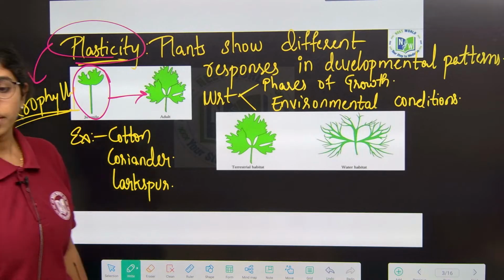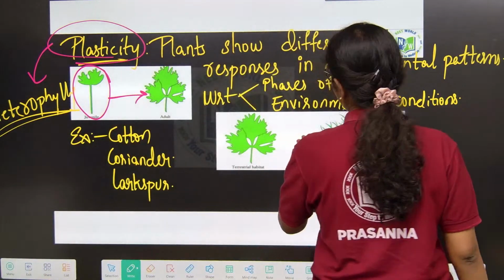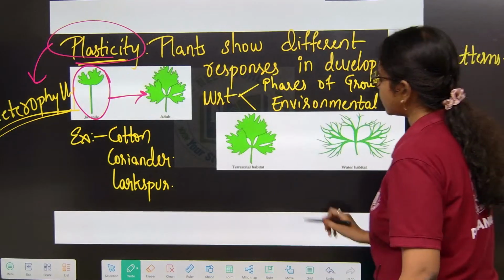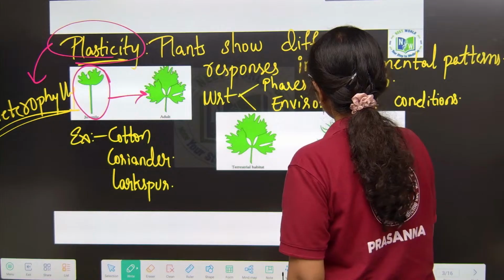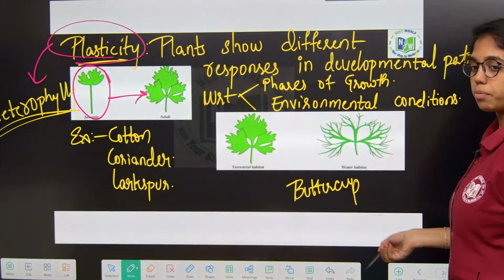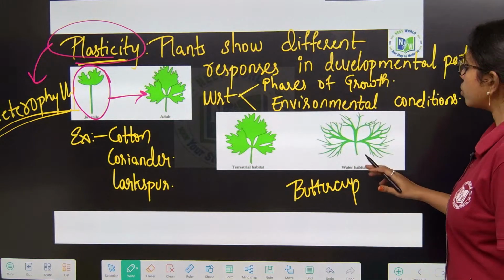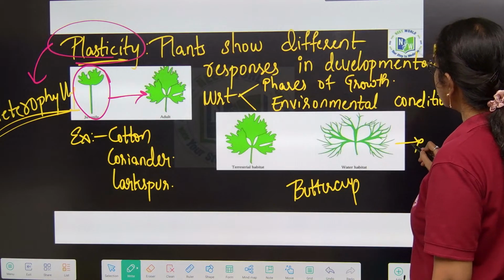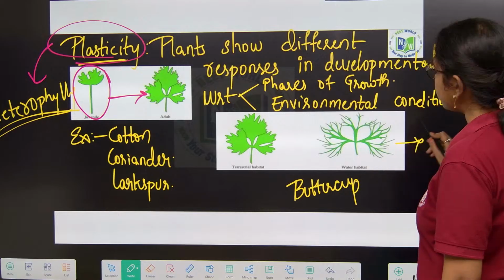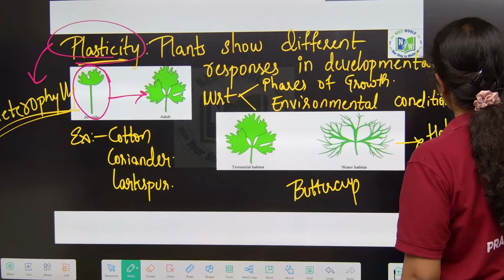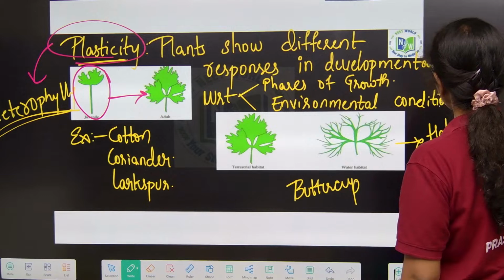Next is this, observed in aquatic plants like buttercup. It's a type of plant, I will show you later. So, here in buttercup, you can say it is environmental heterophily or habitual heterophily.